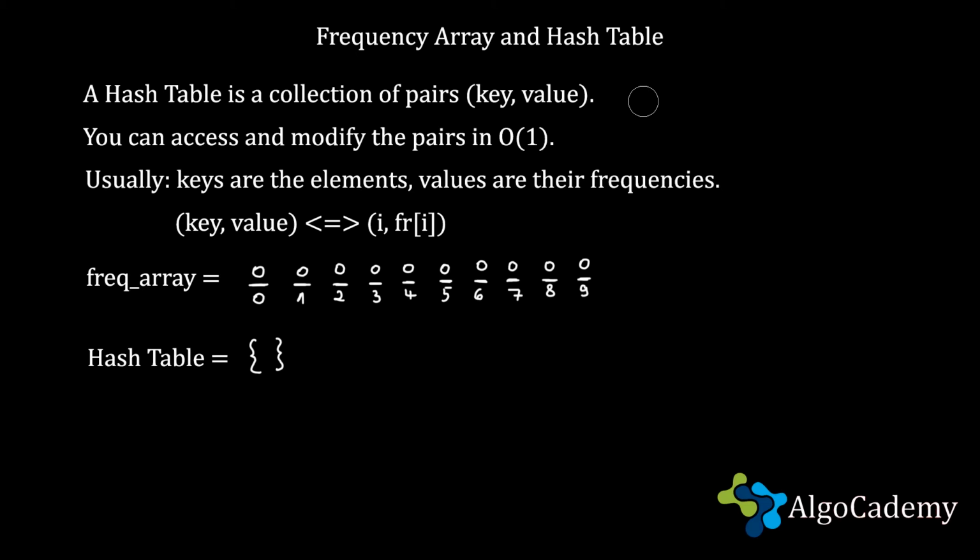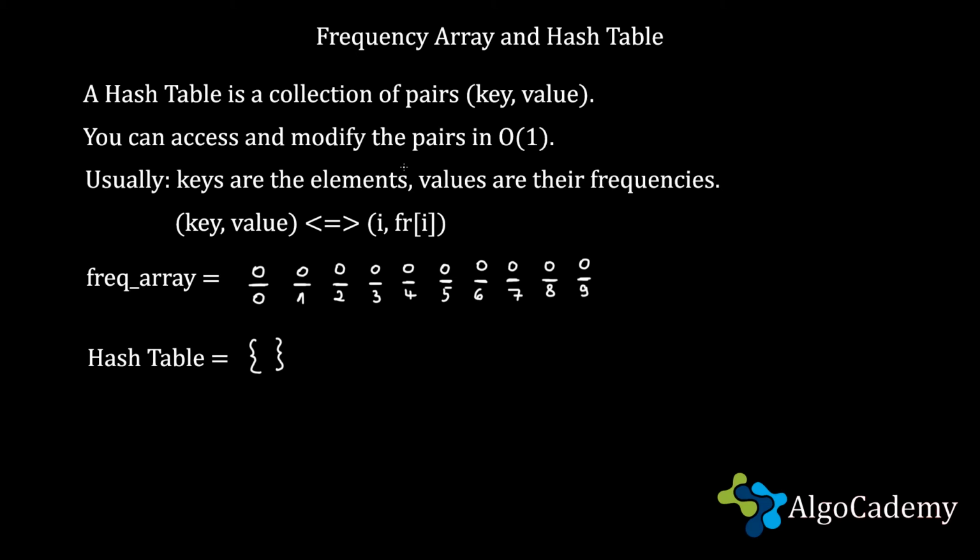Now, one thing that is super powerful here is that you can access and modify the pairs of the hash table in constant time. This is interesting because the hash table is not stored in memory like an array. So it's not stored using a contiguous segment of memory. Those pairs are going to be stored in another way. Don't worry about the mechanics of it. We are going to have another video just on that. But you need to know that we are able to access and modify the pairs in constant time.